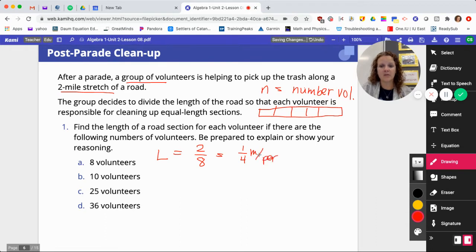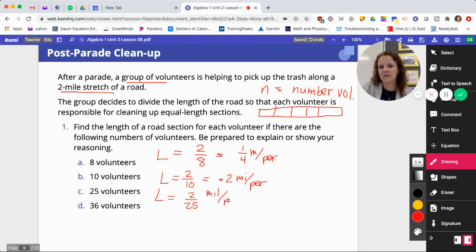All right, I took the number of miles of the road and divided it by the number of volunteers. So my length of road is equal to 2 miles over 10, or 0.2 miles per person. Okay, my length of road is 2 over 25. I'm not going to simplify that because it doesn't simplify pretty.